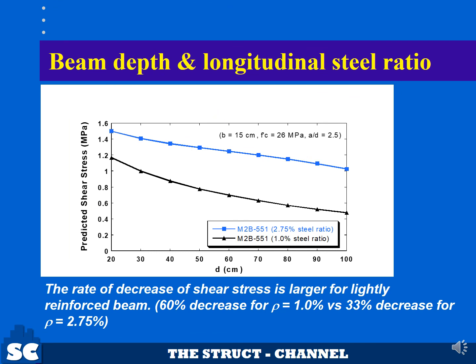What is the effect of longitudinal steel ratio? The rate of decrease of shear stress is larger for lightly reinforced beams. There is a 60% decrease for rho equal to 1% versus a 33% decrease for rho equal to 2.75%.